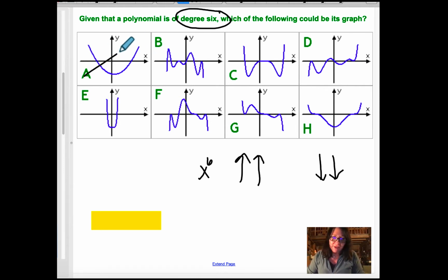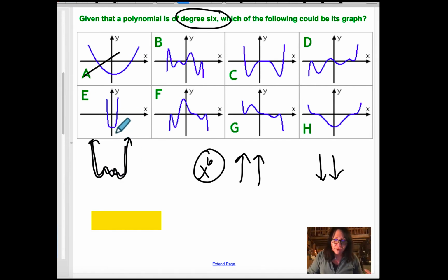Okay, so A is out. This could be the graph. Remember, what is happening down here? Not sure. Remember, with a 6-degree, we have 5 turns. So that's going to be 1 turn, 2 turns, 3 turns, 4 turns, 5 turns. That's what we're talking about. And it looks like on this one, it possibly could be E. Let's see here. 1 turn, 2 turns, 3 turns, 4, 5.